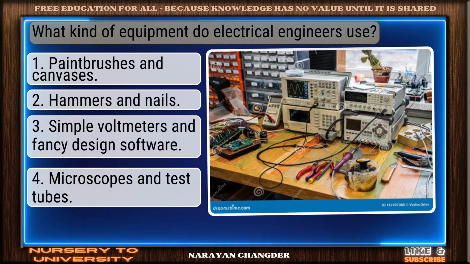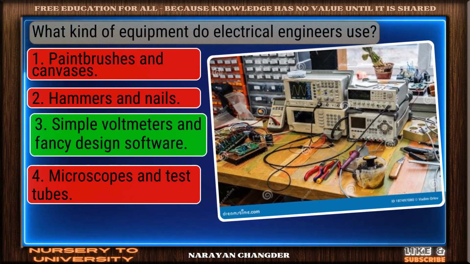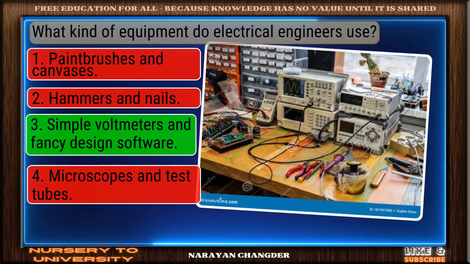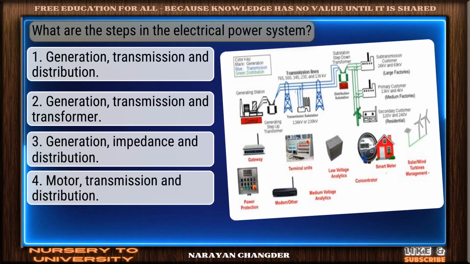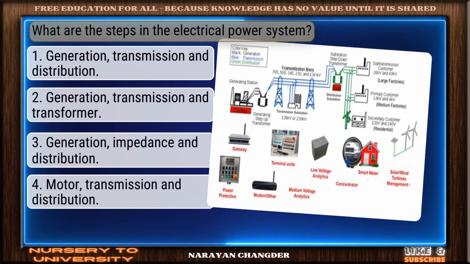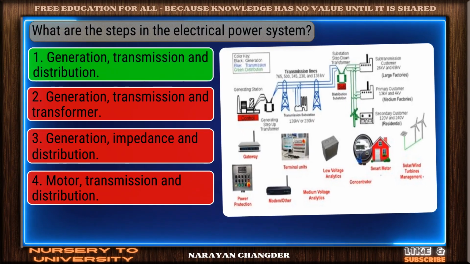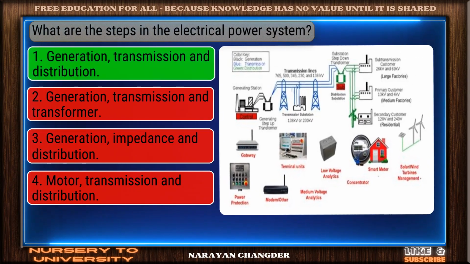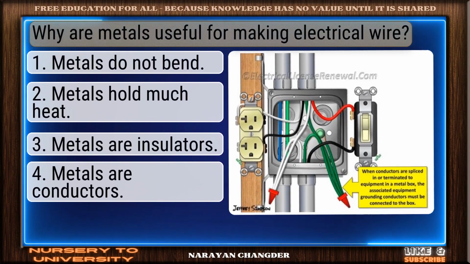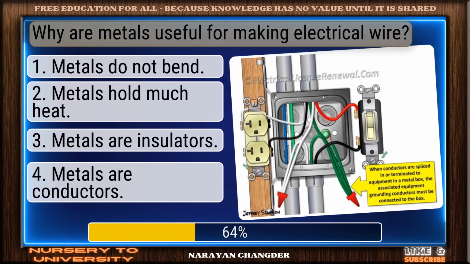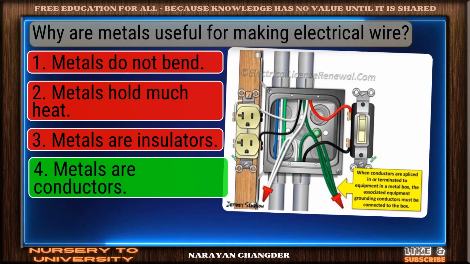What kind of equipment do electrical engineers use? Exactly. Simple voltmeters and fancy design software makes sense, and it is the right choice. What are the steps in the electrical power system? Nice selection. Generation, transmission and distribution is the correct answer. Why are metals useful for making electrical wire? Good thinking. Metals are conductors is the right answer.